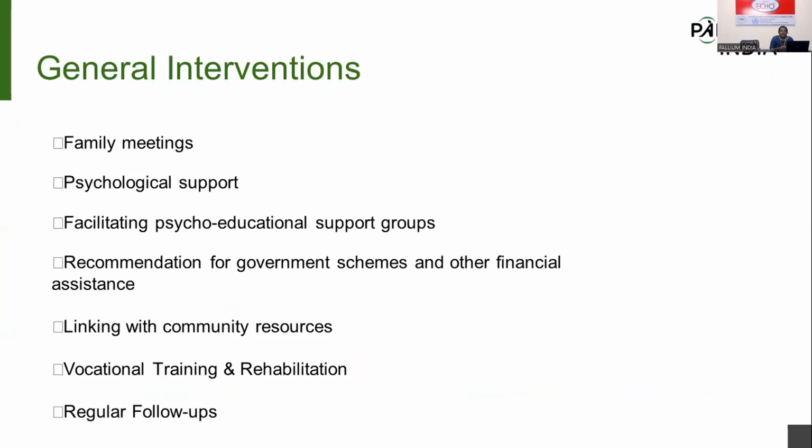So basically, what do our general interventions involve? Family meetings, psychological support, facilitating psychoeducational support groups, recommendation for government schemes and other financial assistance, linking with community resources, vocational training and rehabilitation, and regular follow-up.